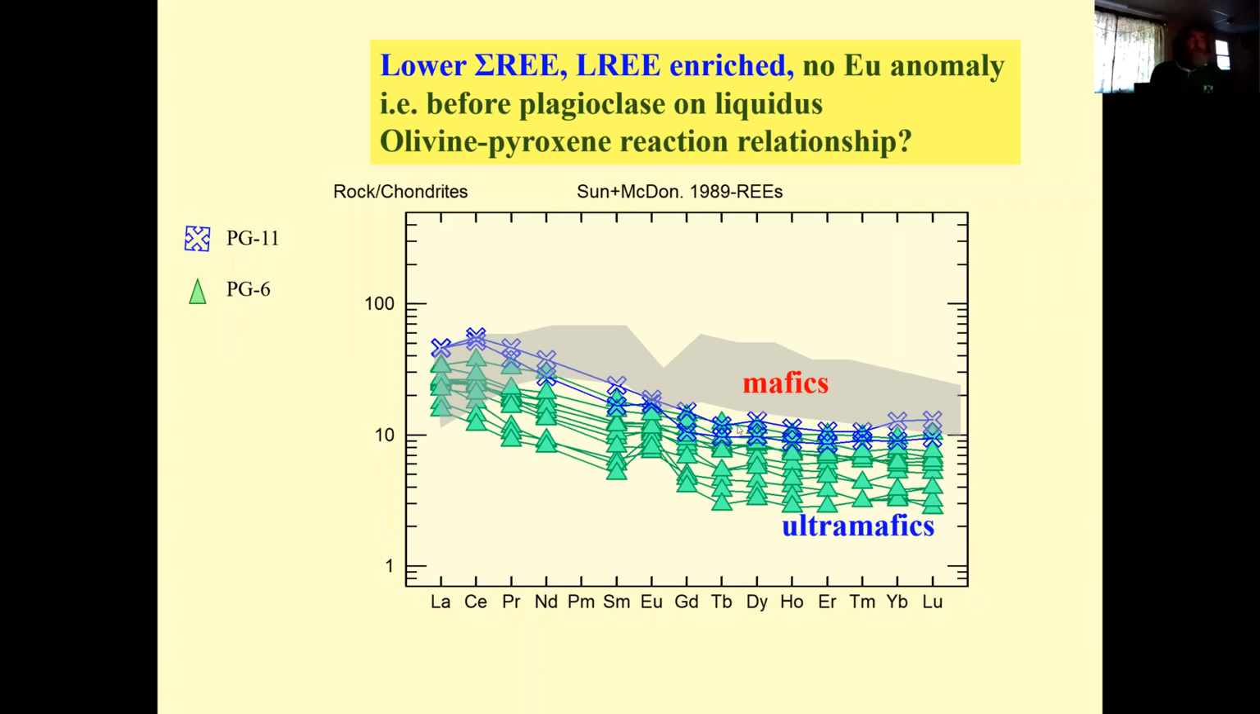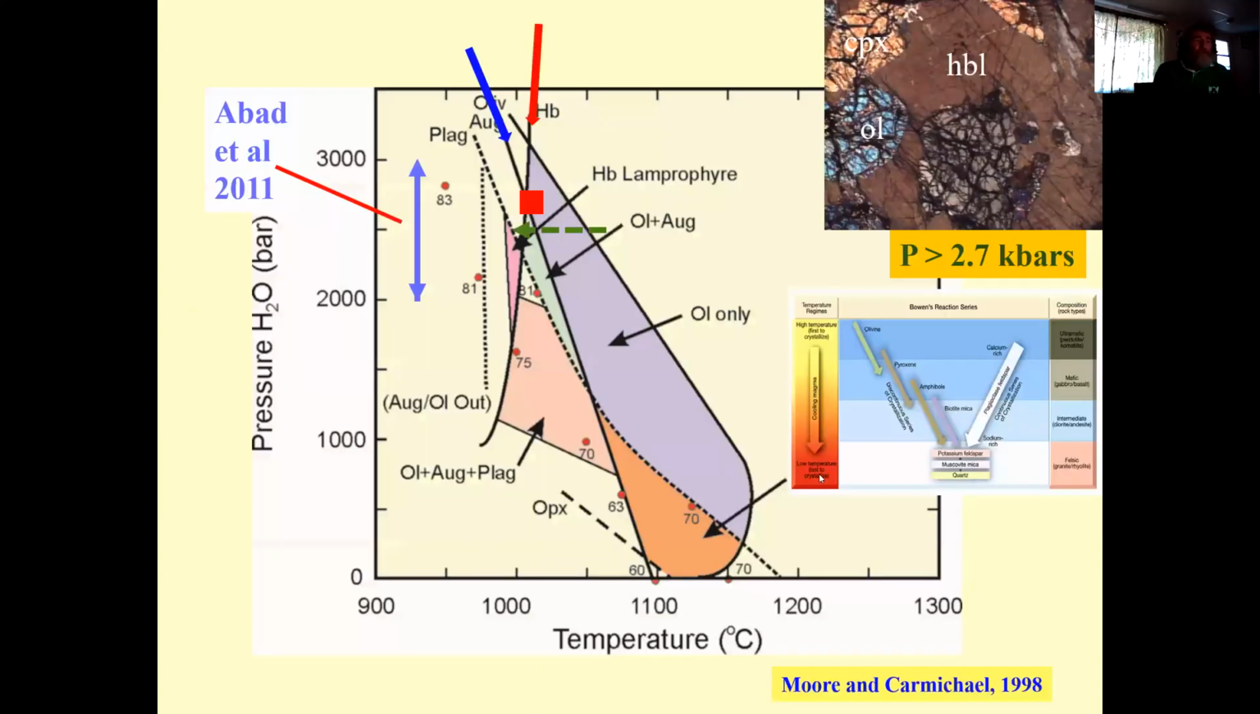So what does this tell us about conditions? Well, we all are familiar with the iconic Bowen's reaction series and the sequential crystallization of olivines, pyroxenes, and amphiboles. Well, if you add water to the system, those stability fields change. As you might expect, the stability field of hornblende increases with increasing water pressure. In contrast, the stability field of minerals like plagioclase and olivines and pyroxenes decrease.